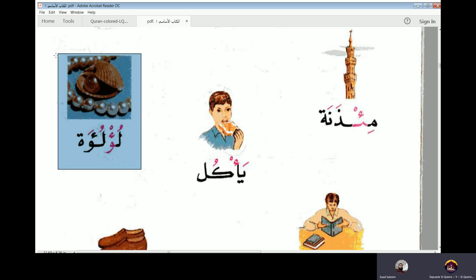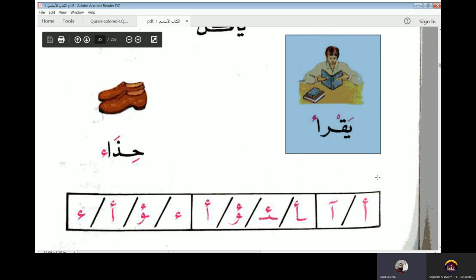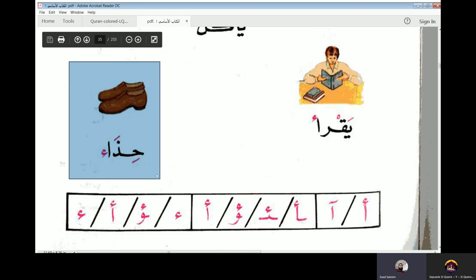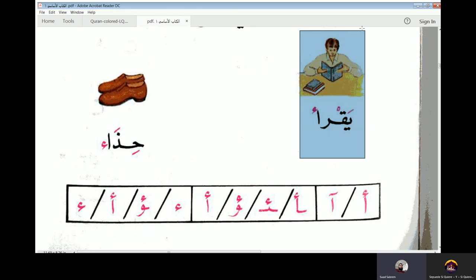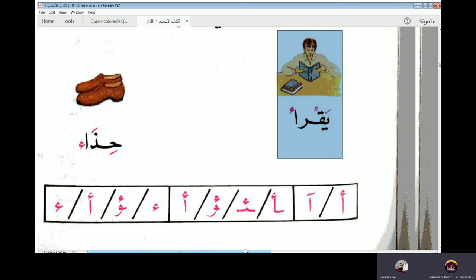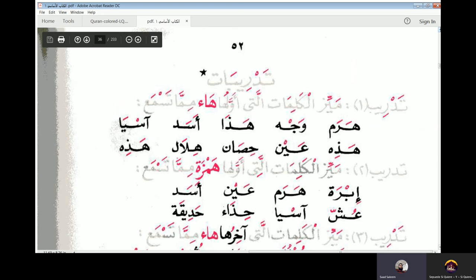Lulu'atun. Is that pearl? Good, pearl. Hida'u, shoes. Good. One more word on the right side. Yakra. Read. But is it reading or read? Reading, yes. Yakra, reading. Okay.